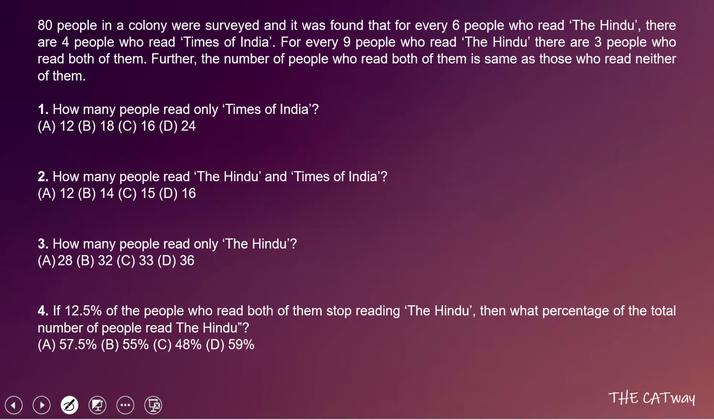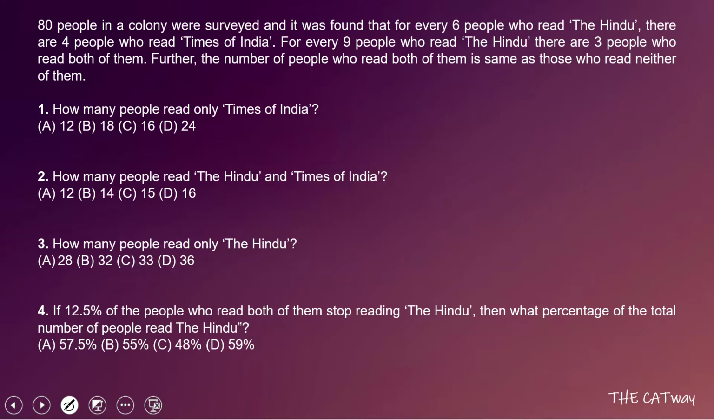Hey guys, so in this video we are going to solve this question 2 posted in the session. So let us begin with the question. The question says that 80 people in a colony were surveyed and it was found that for every 6 people who read the Hindu, there are 4 people who read Times of India. For every 9 people who read the Hindu, there are 3 people who read both of them. Further, the number of people who read both of them is same as those who read neither of them.